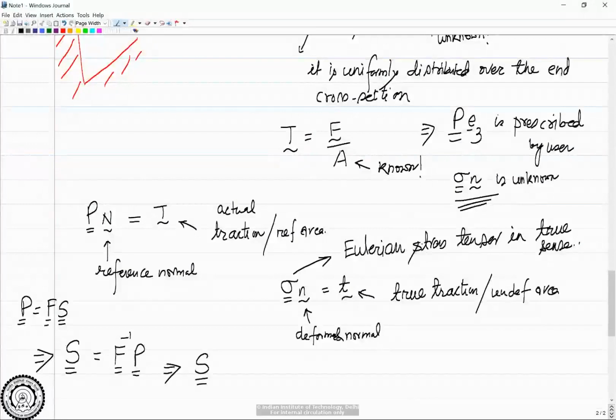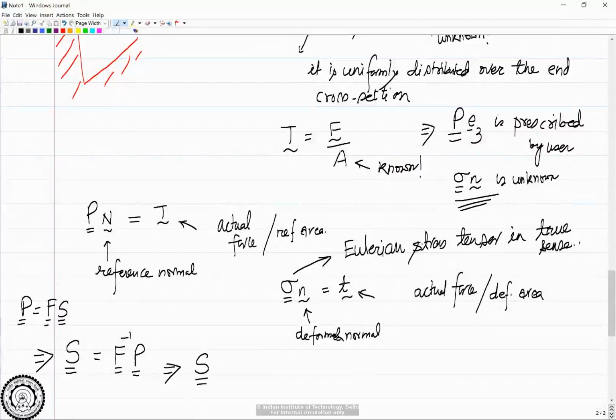Sir, this is small t, true traction. Instead of per unit undeformed area, it should be per unit deformed area, no? Right, deformed area. Sorry. Or we can also say, instead of true traction, it's the actual force per unit deformed area, whereas this big T is actual force per unit reference area. So whatever the force is being felt by the body when you cut it, that force per unit reference area is big T, whereas that force per unit deformed area is small t.